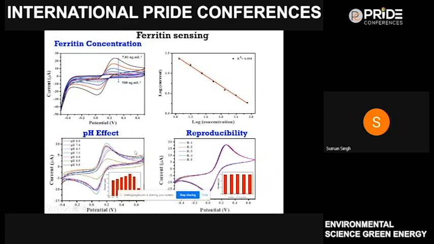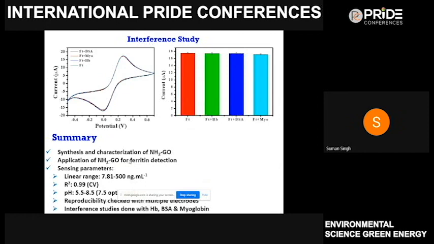And the pH effect we also studied. We flowed different buffers and recorded the response in the presence of these buffers, and we could see that at pH 7.5 and 7 we get the optimum results. So we concluded all our studies at pH 7.5. For reproducibility, we used five electrodes prepared identically, and we recorded their performance. Interference studies we also did with bovine serum, myoglobin, and hemoglobin. These were the biochemicals which we had, and these are similar.